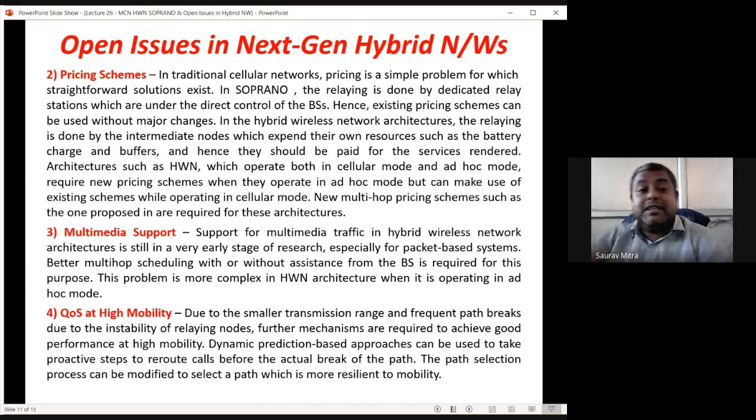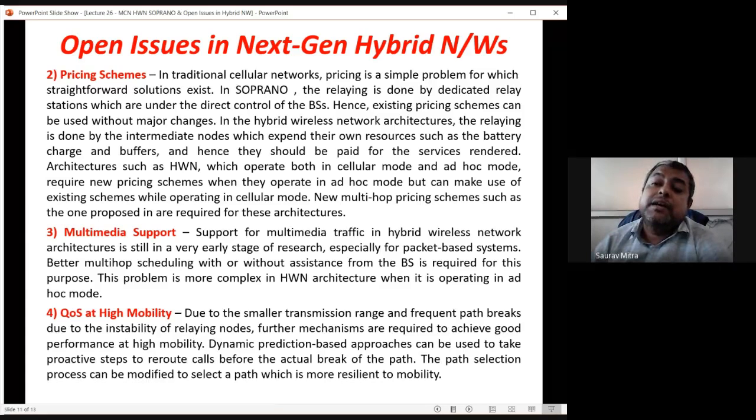So there we had seen two cells. In one cell there was a base station, there were a lot of relay nodes, and there were a lot of mobile hosts. Okay, so relay nodes are actually controlled by the base stations. So once we're using SOPRANO kind of architecture, here the existing pricing scheme can be used without major changes. But in the hybrid wireless network architecture, the relaying is done by the intermediate nodes which expend their own resources such as battery charge and buffer, and hence they should be paid for the services rendered.